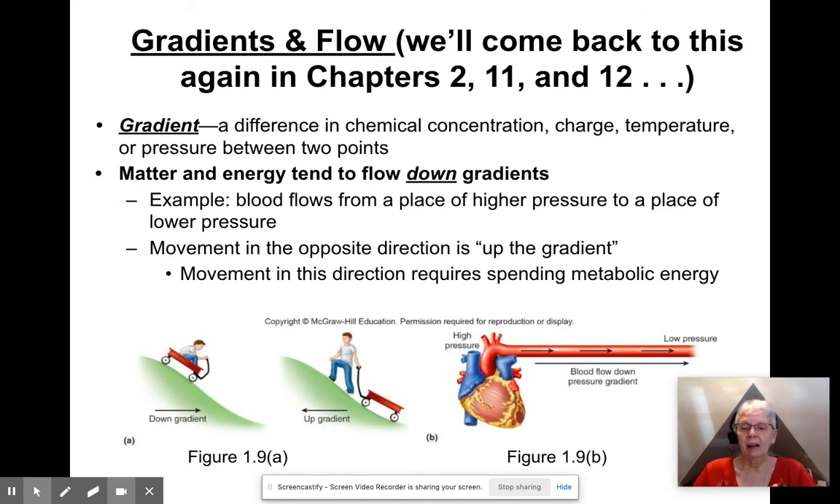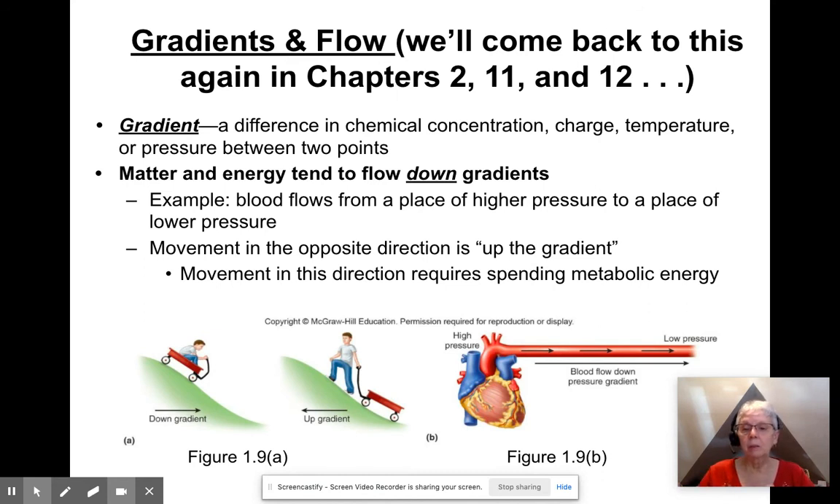So if I have a lot of potassium in my body, it's going to try to flow to some place that it needs to be, as opposed to where it is at the beginning. So if I've got potassium on the outside of my cell and I have very little inside my cell, it's going to flow into the cell.